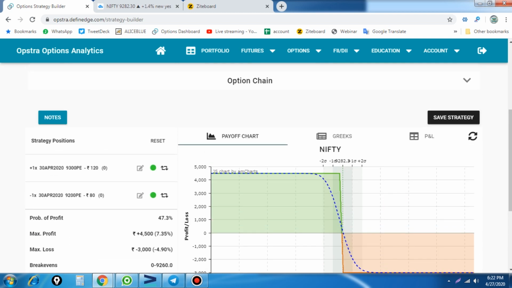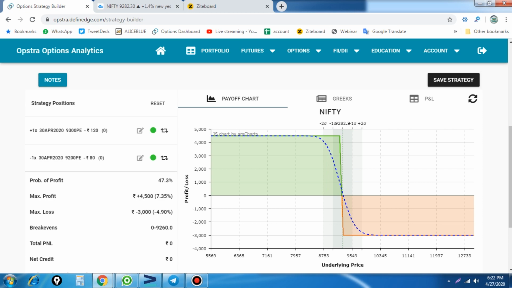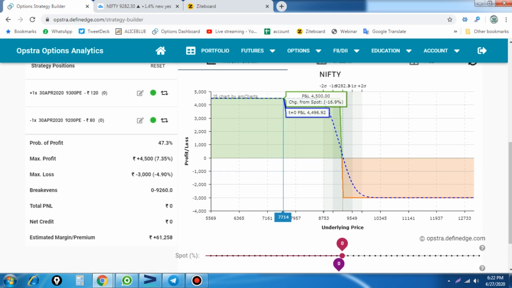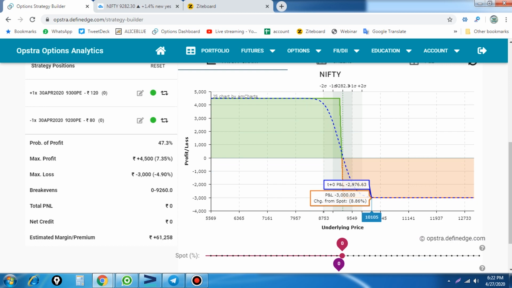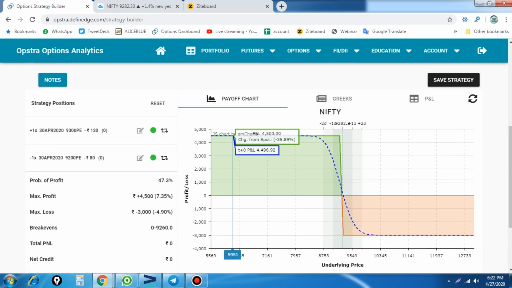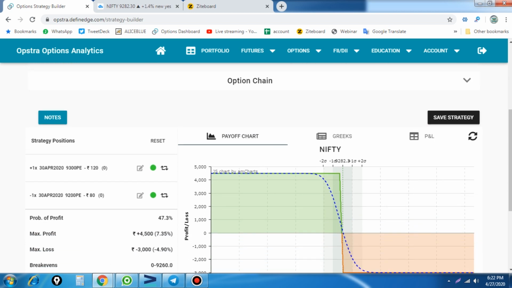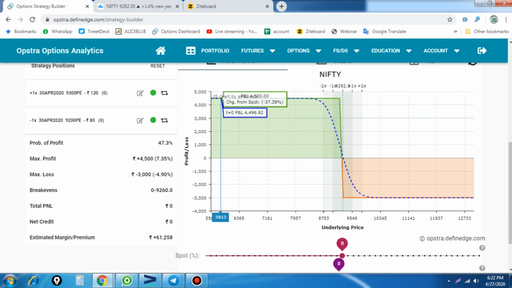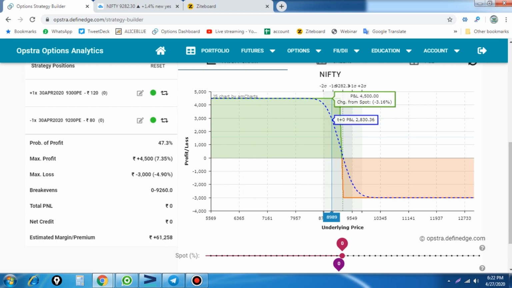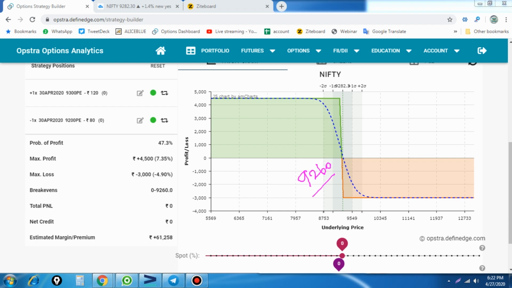Yes, you see the benefit of this strategy. Here you see the margin required for the trade. This is my strategy while I'm bearish on the Nifty, and this is my payoff chart. Whenever Nifty closes below the range of 9260, that is my expected level, my break even point. If Nifty closes below 9260, that is my break even point.